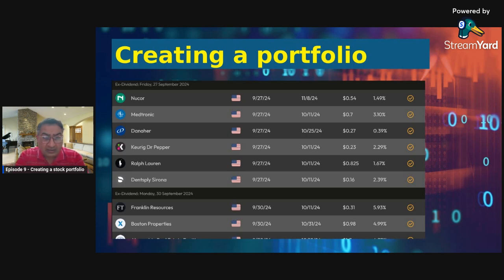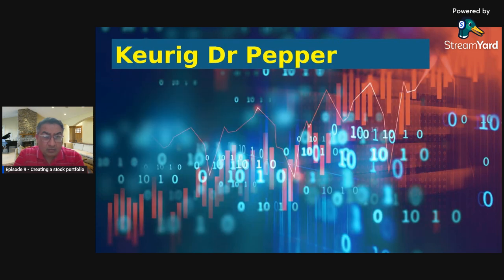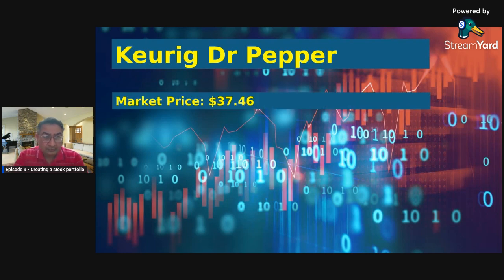I got attracted to Keurig Dr. Pepper, which has an ex-dividend date of 27th of August, coming up in the coming week, has a payout date of 11th of October, is paying out 23 cents and has a dividend yield of 2.29%. So what we'll do today is take Keurig Dr. Pepper, apply it to our dividend investing checklist and see whether it passes the test. Is it a good dividend buy? Is it a good stock to buy?